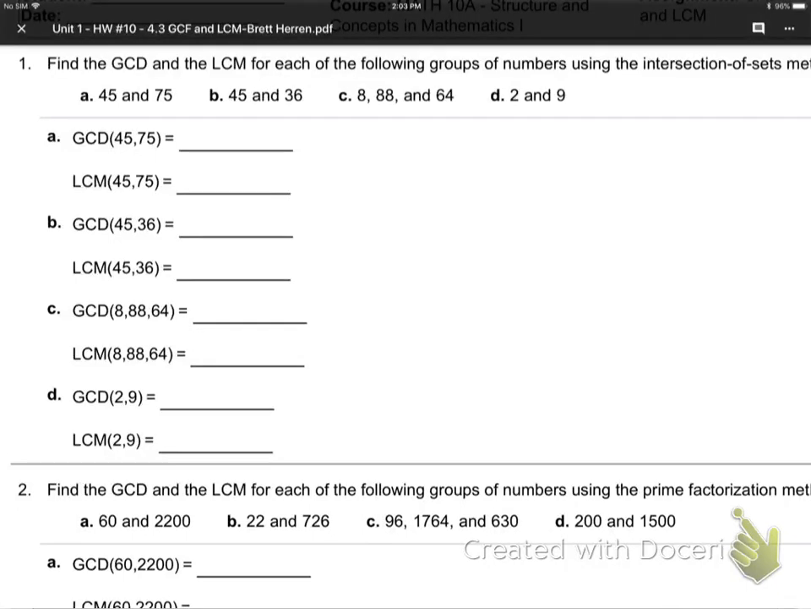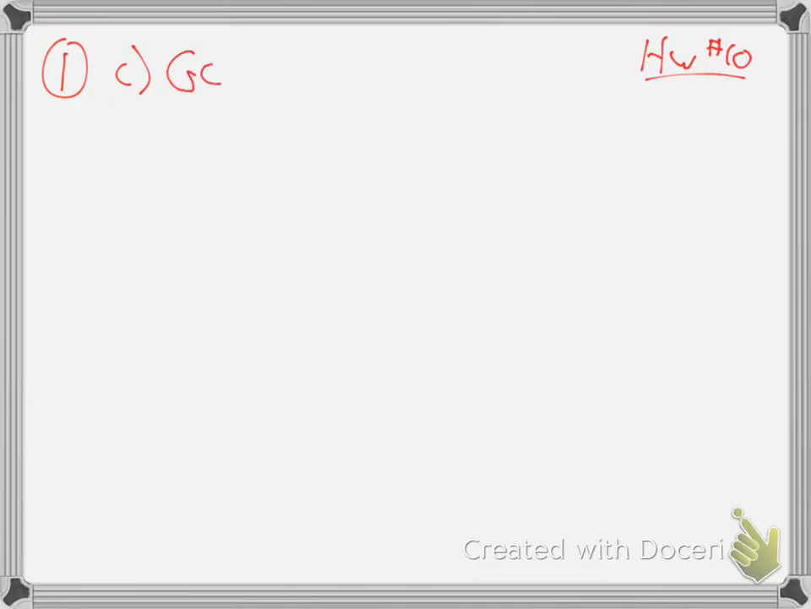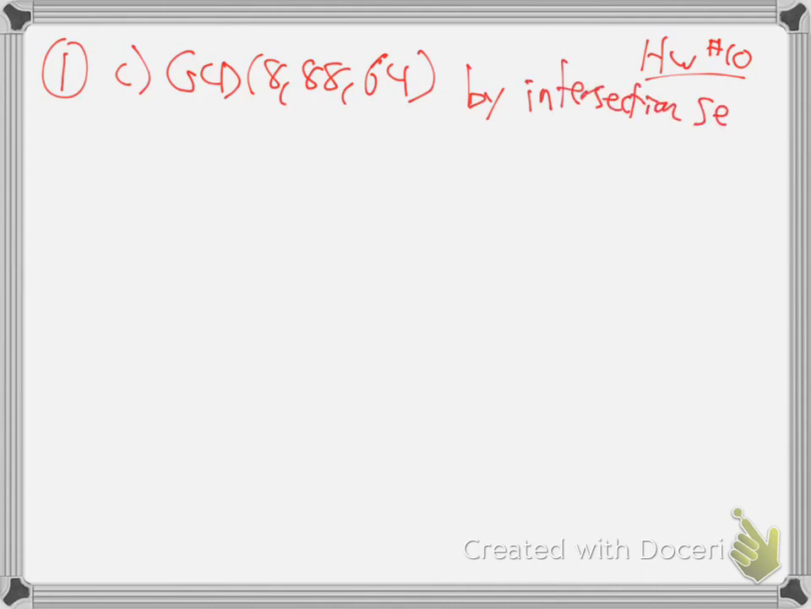Okay, so yeah, let's do C here. So 1C, so number 1, part C. This is homework number 10. And GCD of 8, 88, 64. So number 1 says by the intersection of sets method.